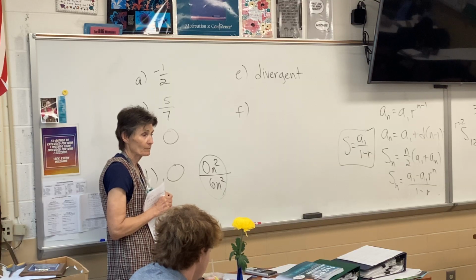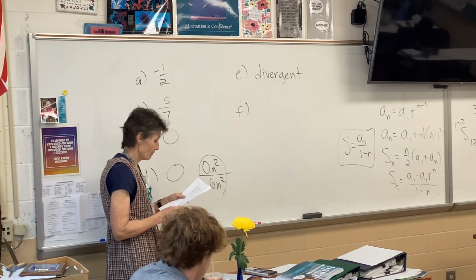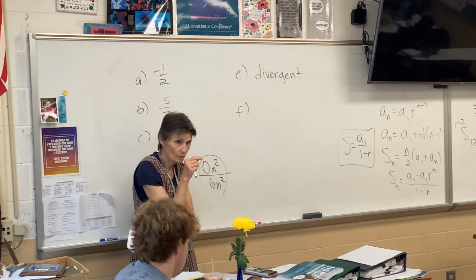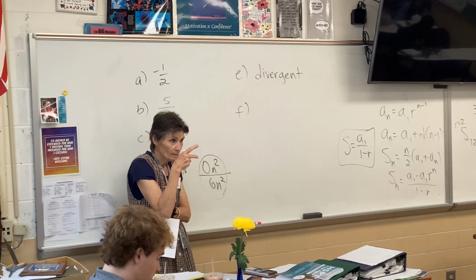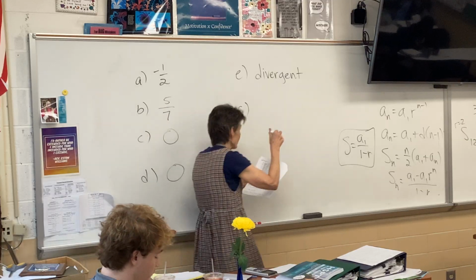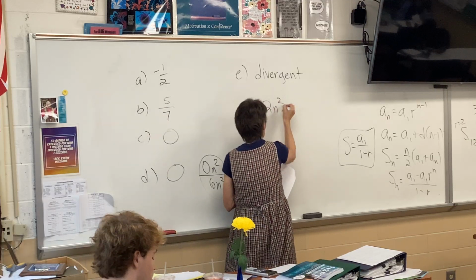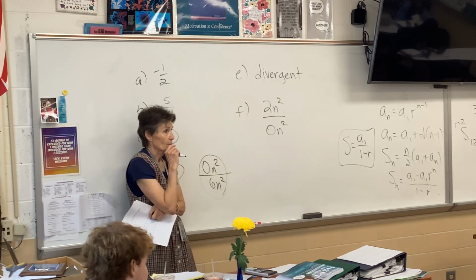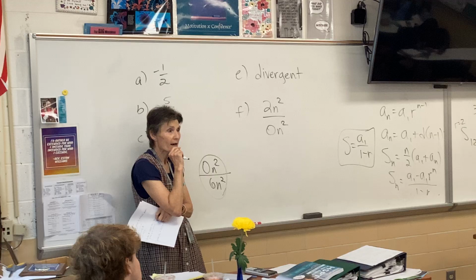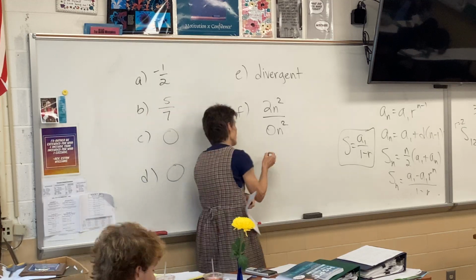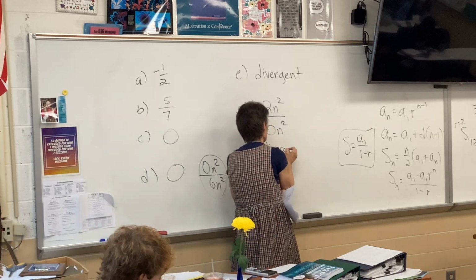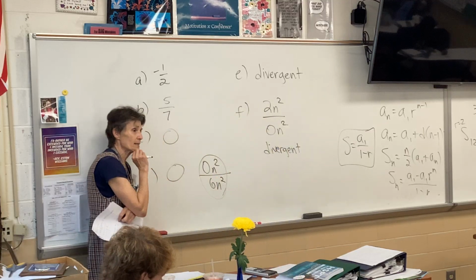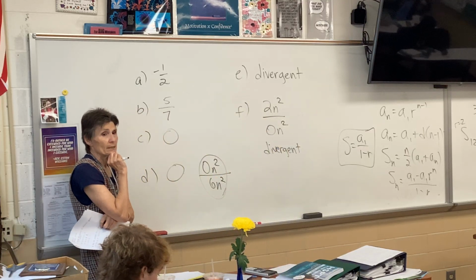Right? Now that leaves F. F is the same issue, only flipped. Now we've got 2n squareds over no n squareds. So what happens when you do that? No limit. So you either write divergent or you write no limit, because you can't have a 0 in the bottom.